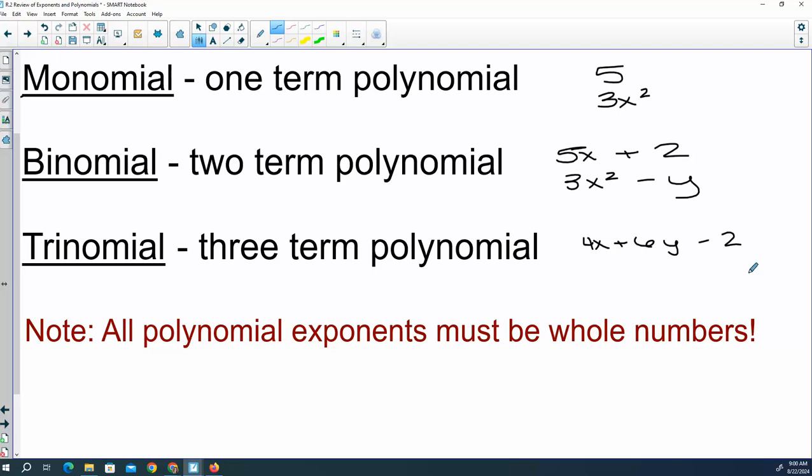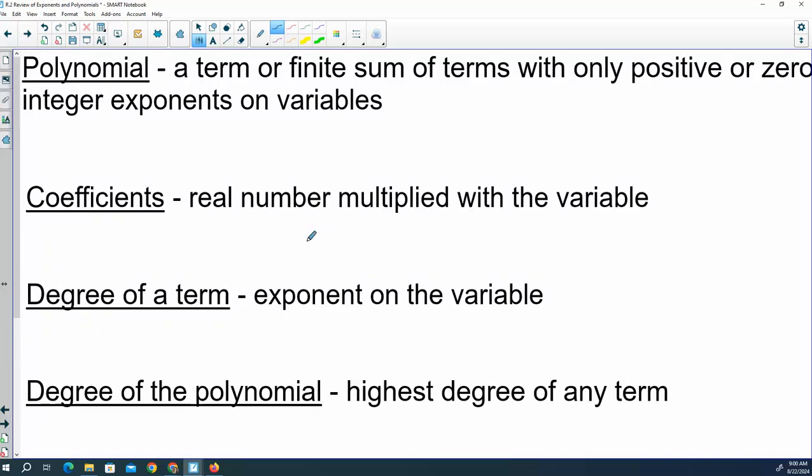We are only dealing with polynomials right now, and so all of our exponents are going to be whole numbers. Whole numbers are like your 1, 2, 3, 4. No negatives, no fractions, decimals. So we're dealing with nice exponents at the moment. So all of these are examples of polynomials. A polynomial is just when you are adding together a bunch of those terms with those nice exponents.